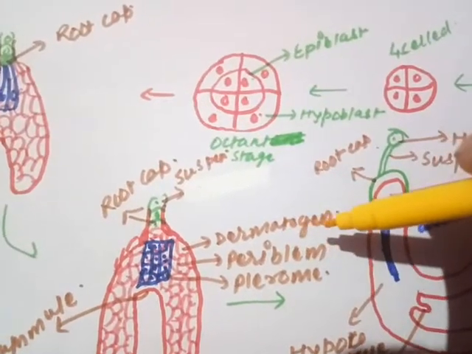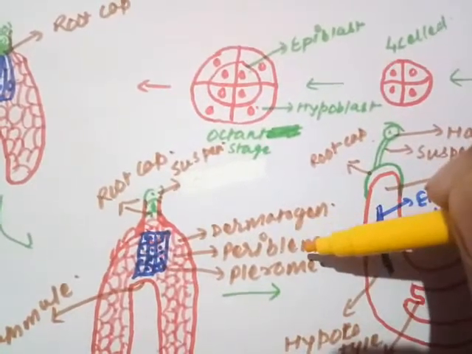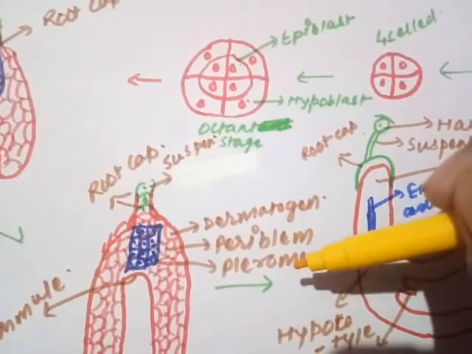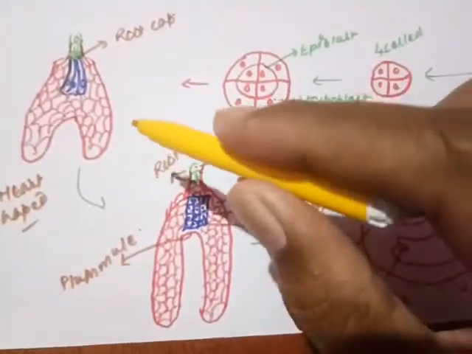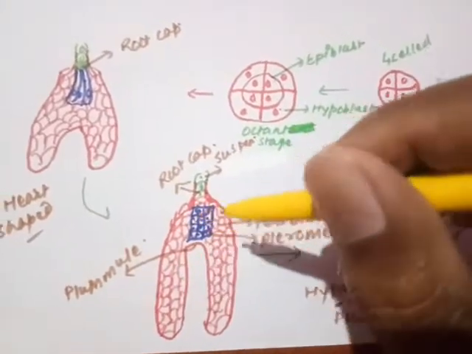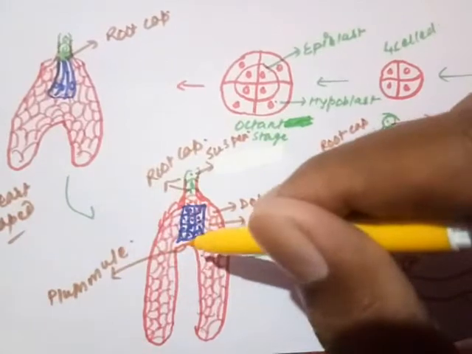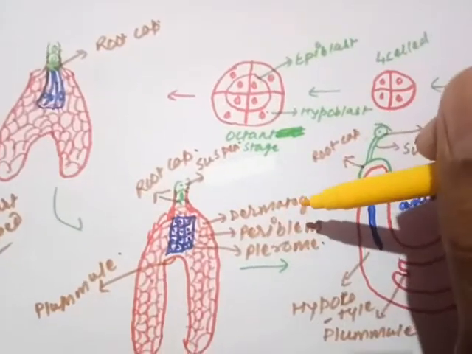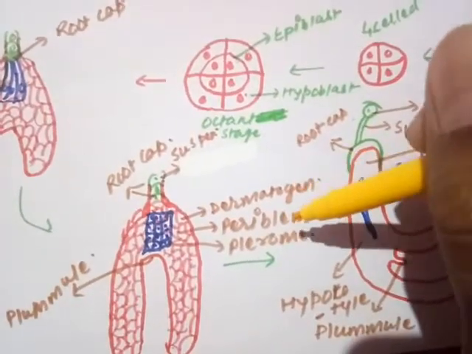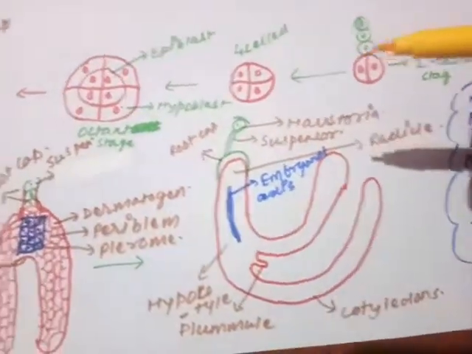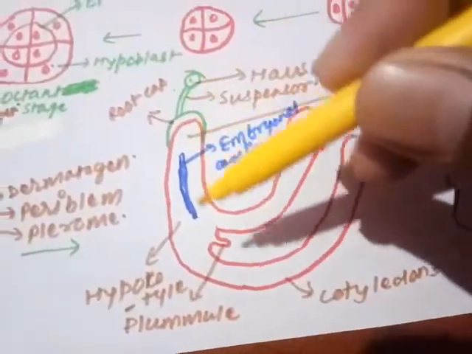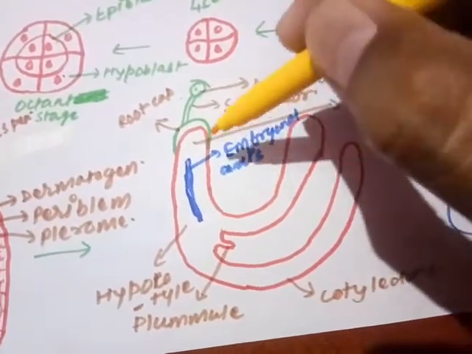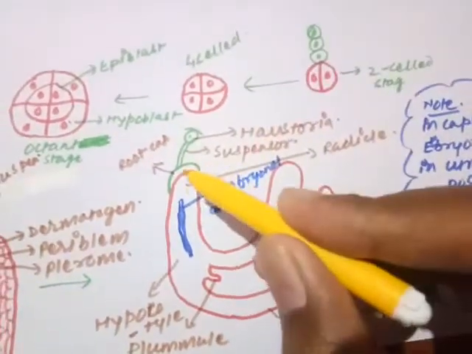In the peripheral region, the dermatogen is present. Just below the dermatogen, the periblem is there. Just below the periblem, the plerome is there. So 3 different histogens are being produced. In the pro-embryo, now differentiated into a heart-shaped structure, due to continuous differentiation the plumule and the cotyledons are going to form, along with 3 histogens: dermatogen, periblem and plerome. Finally, the embryo is converted into this shape, where at the top is the haustorium, the suspensor, the root cap, and this portion defines the radicle.